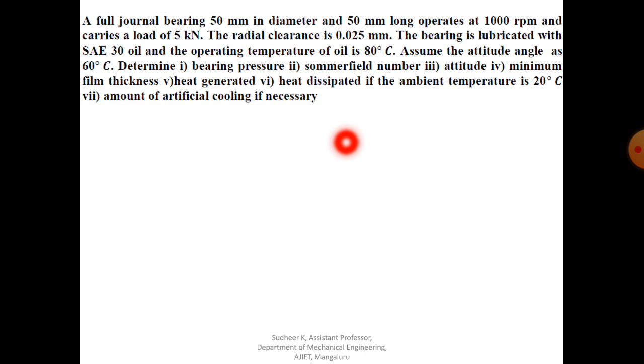This is one of the most important problems. It covers almost all types of unknowns, starting from bearing pressure, Sommerfeld number, attitude, minimum film thickness, heat generated, heat dissipation, and amount of artificial cooling. Also viscosity. These are some of the important unknowns. Along with that you may have to find the flow rate or flow variables. Many things are there in your data handbook. Directly you can solve. Now how to solve this problem?